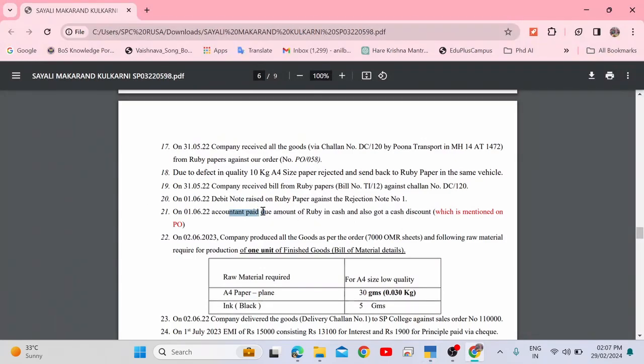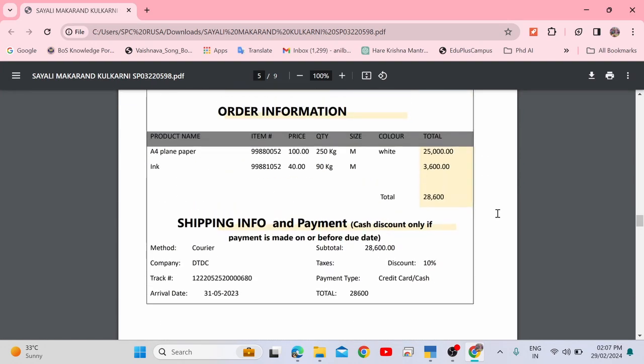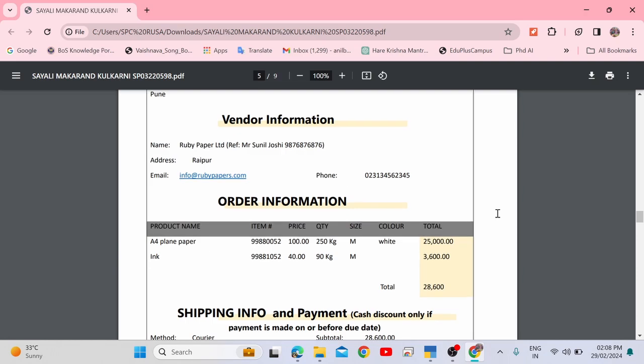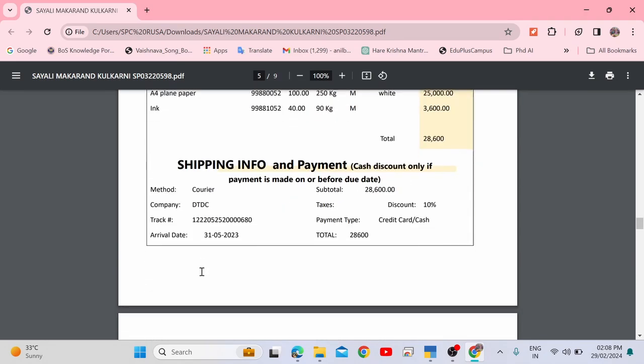Because you paid immediately, we have the credit period of 30 or 60 days, but on 1/6 only you have paid cash to Ruby paper. You gave the cash immediately, so Ruby paper also said that the discount we mentioned in the PO, you will get that. So somewhere in the PO you will get information about discount. This is the PO of Ruby paper. Now here in the Ruby paper, cash discount, if they had written it, they made a contract and promised, then they will fulfill it. So immediately it has been fulfilled here, a 10% discount has been received.